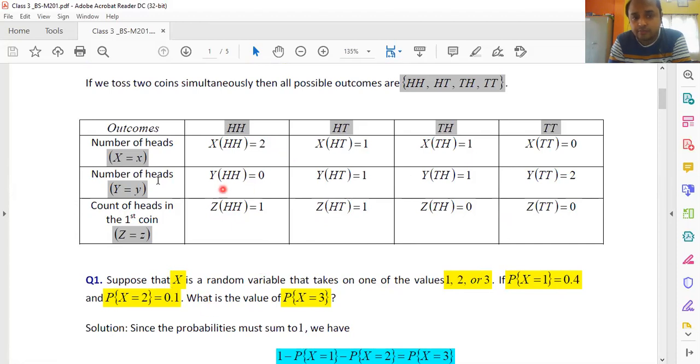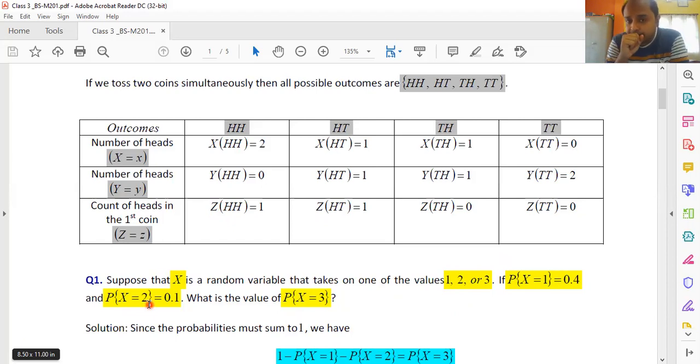It is not related to the example given above, because here capital X is not the count of heads. It's not talking about the tossing of a coin. Capital X is some function which has been defined on the sample space, and which, when applied on the elements of the sample space, gives values 1, 2, and 3. Now, the probability that capital X takes the value 1 is given to be 0.4, and the probability that capital X takes the value 2 is given to be 0.1. What is the probability that capital X takes the value 3?